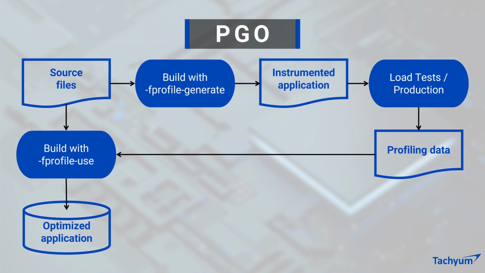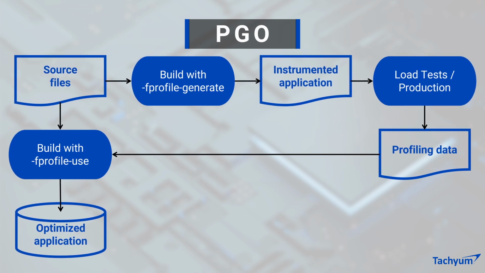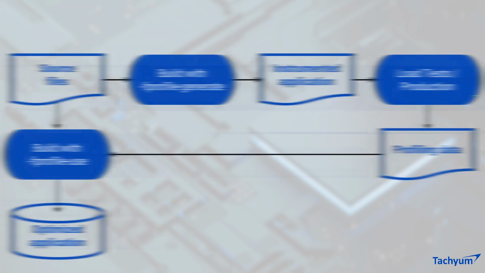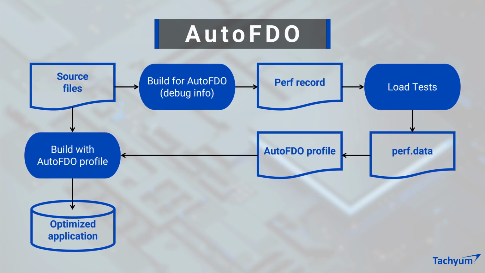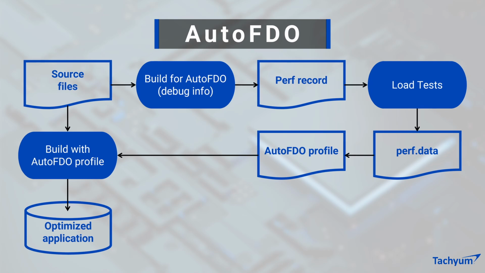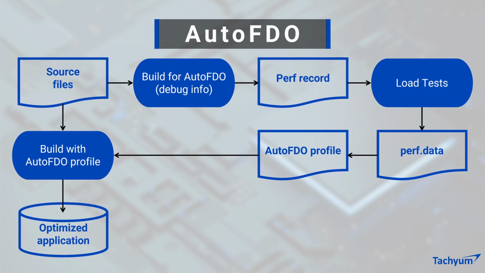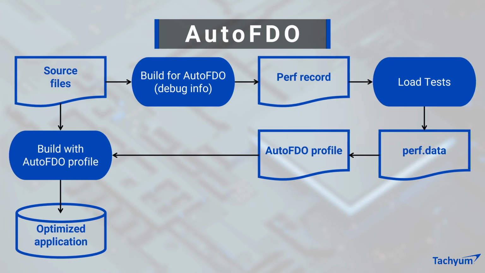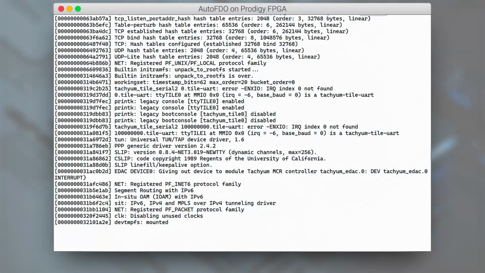The results for PGO and AutoFDO are typically similar, with the AutoFDO results closely tailing ones from PGO. While PGO requires no hardware support, AutoFDO does, and our Prodigy CPU supports hardware-assisted profile collection, so it's up to the customer to choose the best approach for their use case. Now let's start our demo.